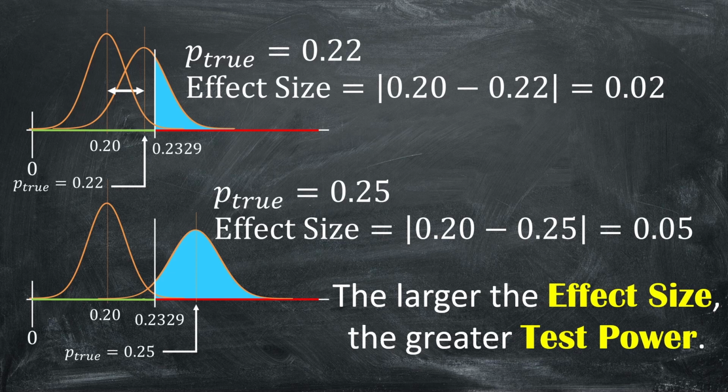What impact does that have on the probability of a type 2 error? The greater the test power, the smaller the probability of a type 2 error.